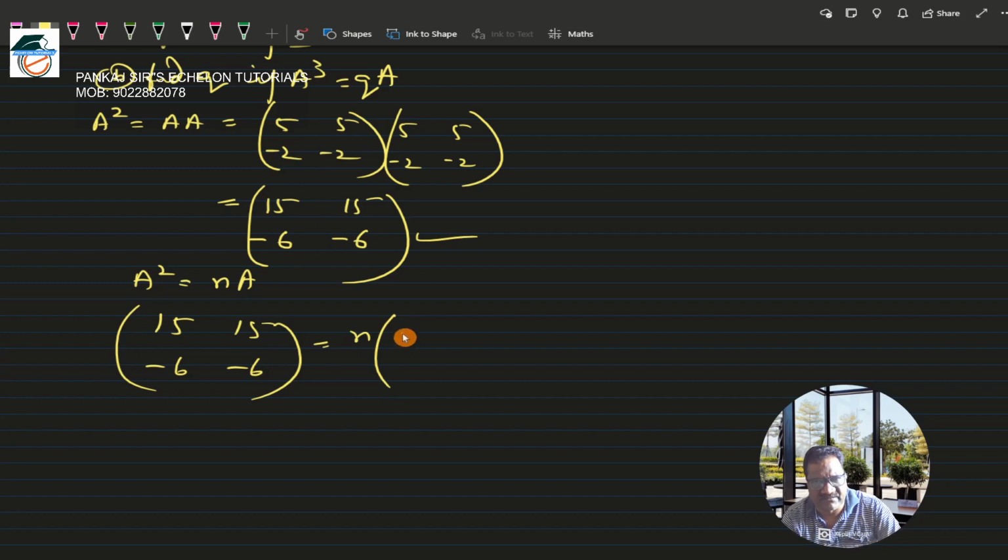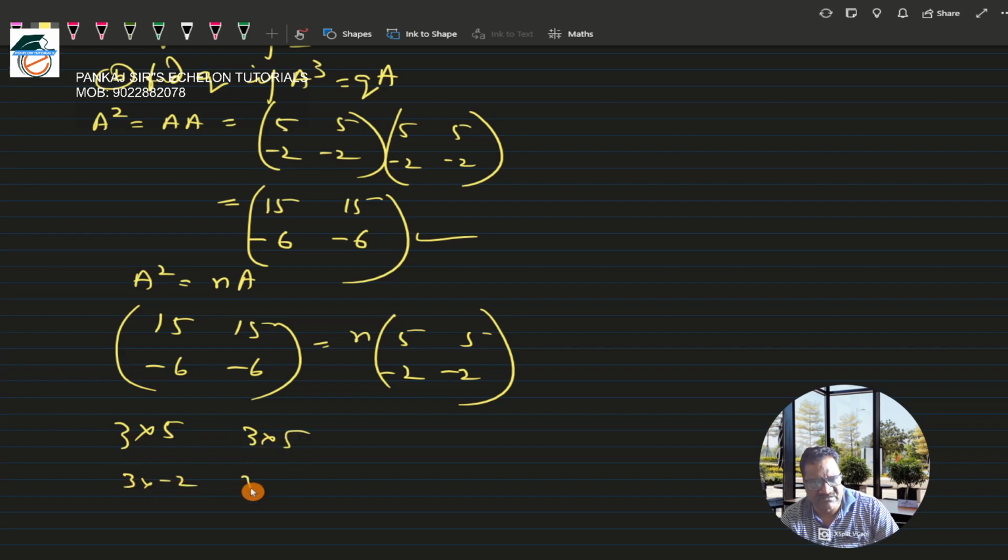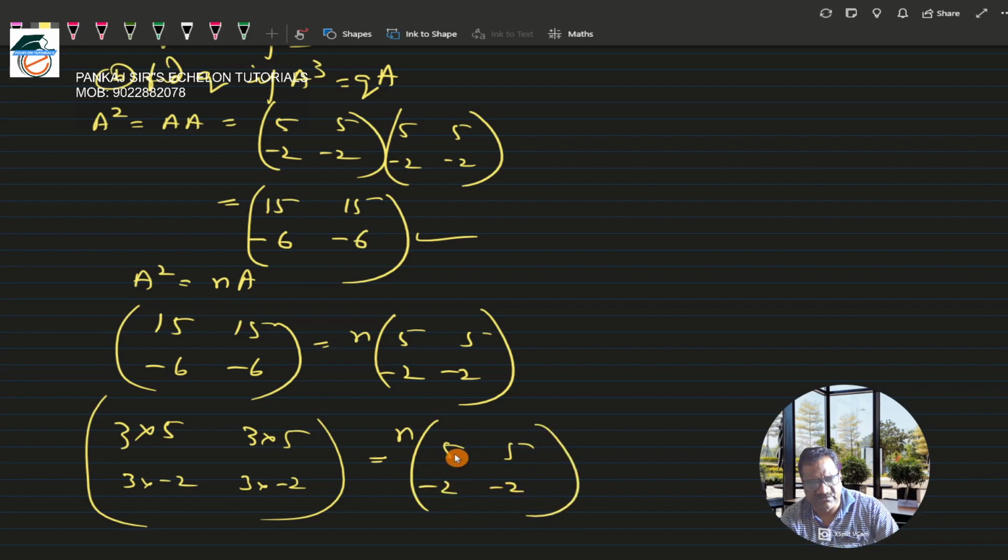Now from this, 15 I'll write as 3 into 5, this also 3 into 5, this I'll write as 3 into minus 2, and this will also be 3 into minus 2. This is equal to n times the matrix [5, 5; minus 2, minus 2].